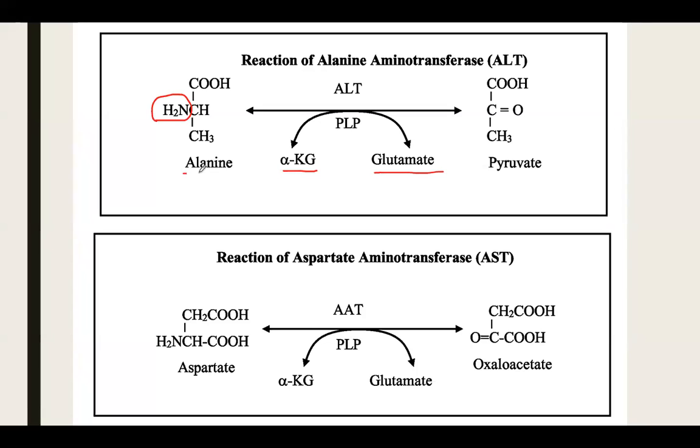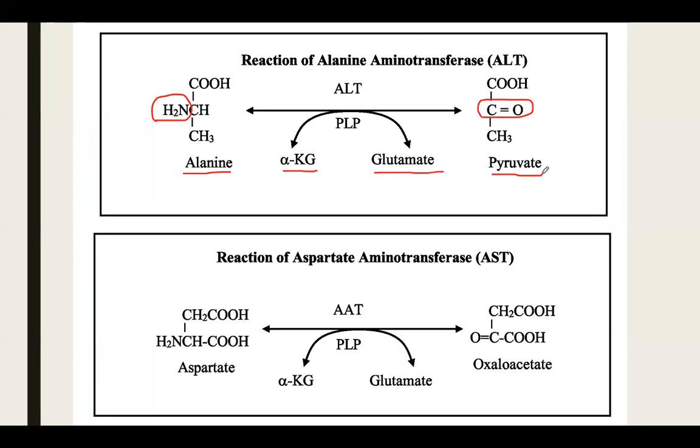And for this amino acid, alanine, the amino group is replaced by an oxygen, a keto acid. The keto acid of alanine is pyruvic acid. This is called the carbon skeleton, the carbon skeleton of the amino acid.